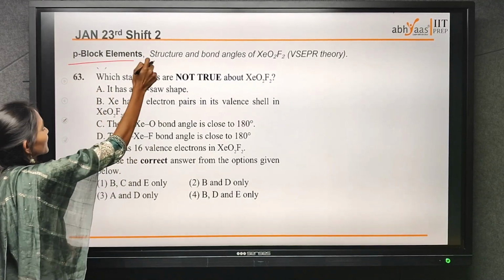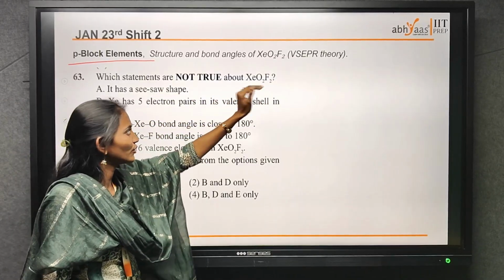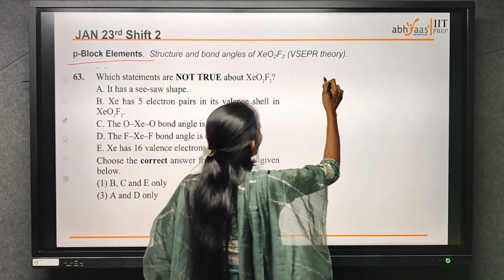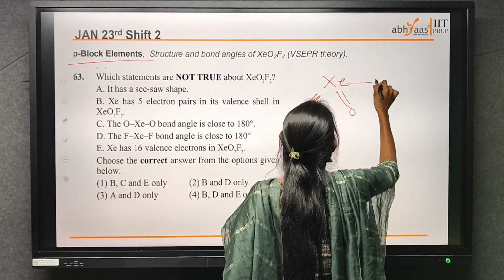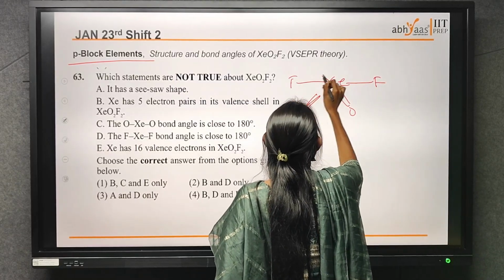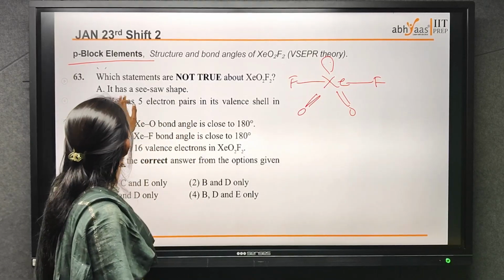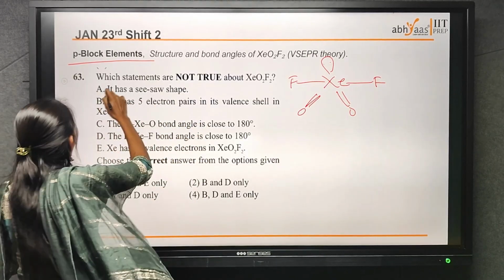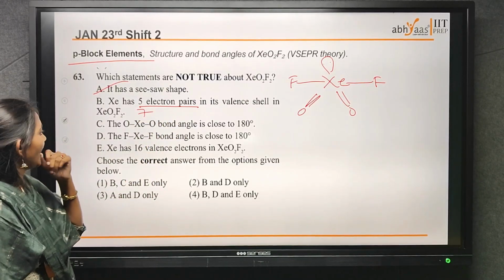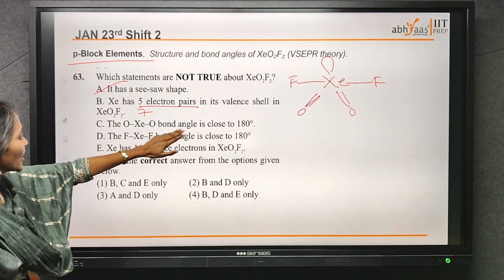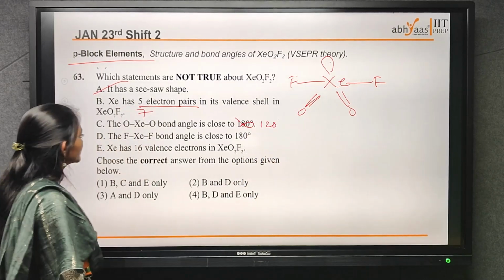This question will ask from p-block elements. Which of the statements are not true about XeO2F2? Let's write the molecule here. Xe double bond O, double bond O, F, we are having that lone pair, right? So they are asking that it is a seesaw shape. Yes, correct. Xe has 5 electron pairs. No, it is having 7 electron pairs. And the O-Xe-O bond angle is close to 180 degrees. No, it is related to 120 degrees.